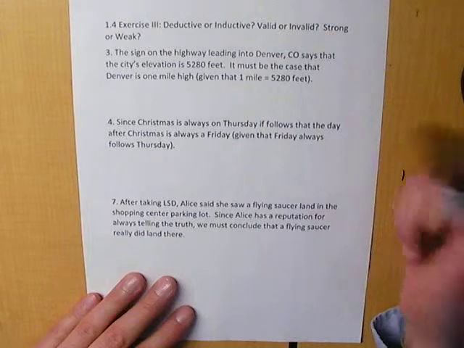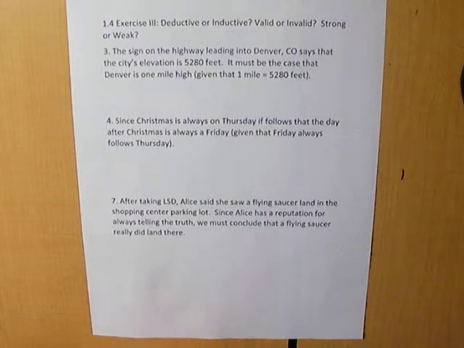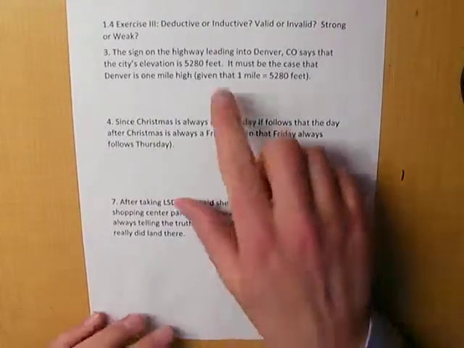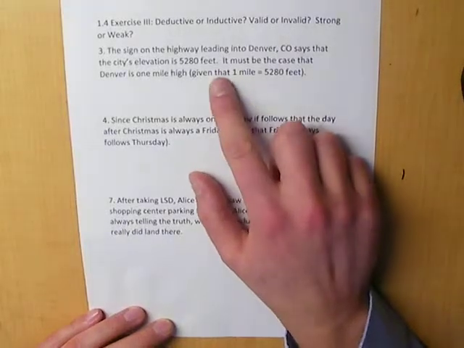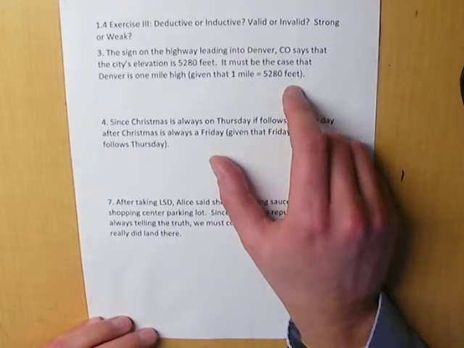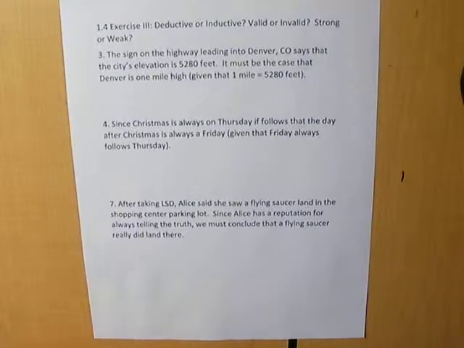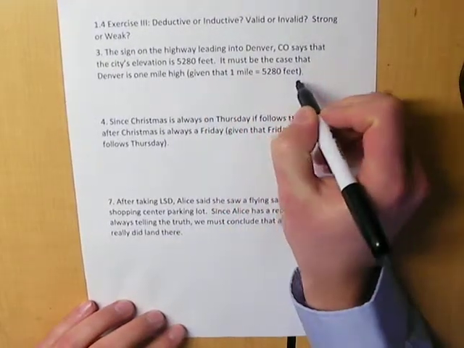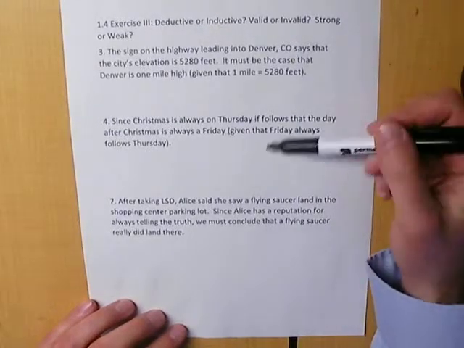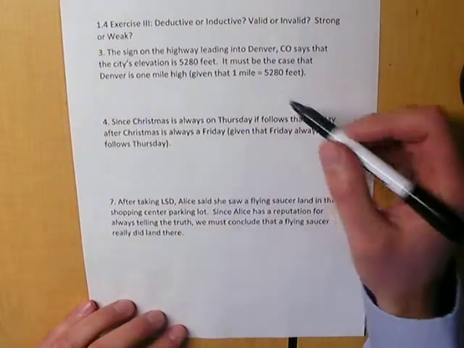The third example in this exercise from the text. The sign on the highway leading into Denver, Colorado, says that the city's elevation is 5,280 feet. It must be the case that Denver is 1 mile high. And this isn't included in the problem, but I've noted it parenthetically here, given that 1 mile does in fact equal 5,280 feet, which we know is actually true here. Technically, this argument's got a missing premise. That would be the missing premise, and it's innocent enough here. The missing premise really is common background information, but technically that's a missing premise.